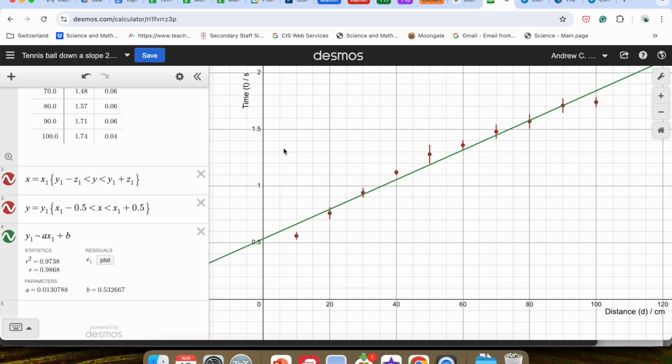take our uncertainties into account. We also need to take the context of the experiment into account. So it's not enough just to look at the r² quantity. And let's see what's wrong with this straight line model.